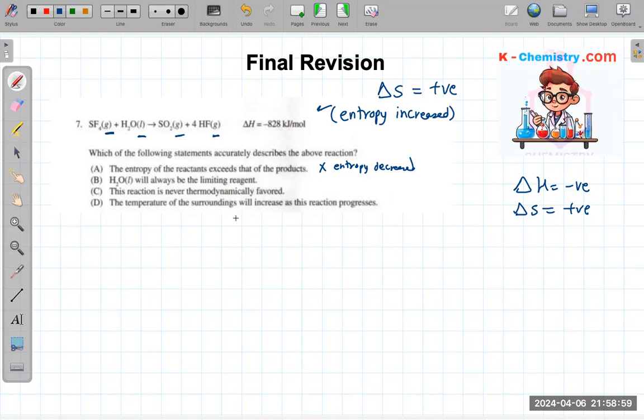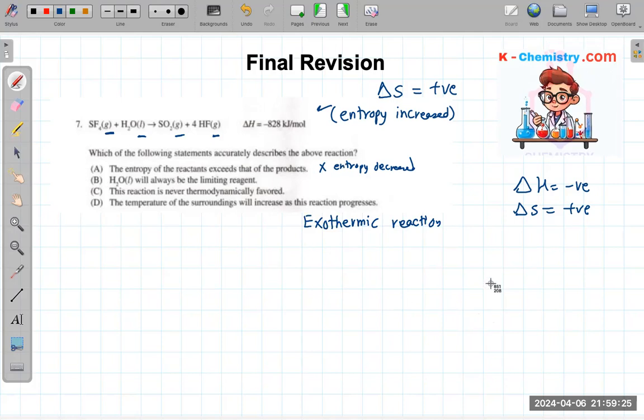The temperature of the surroundings will increase as this reaction progresses. Yes, because it is an exothermic reaction. So for sure, as the reaction progresses, it will be releasing more heat to the surroundings.